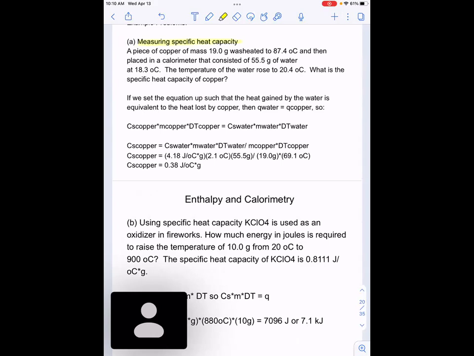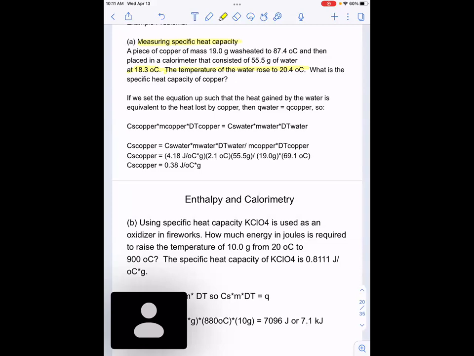And this is an example. It says a piece of copper with a mass of 19 grams was heated to 87.4 degrees Celsius and then placed in a calorimeter that consisted of 55 grams of water at 18.3 degrees Celsius. And it says the temperature of the water rose. So this is your delta T right here. Started at 18.3, went up to 20.4. What is the specific heat capacity of copper?